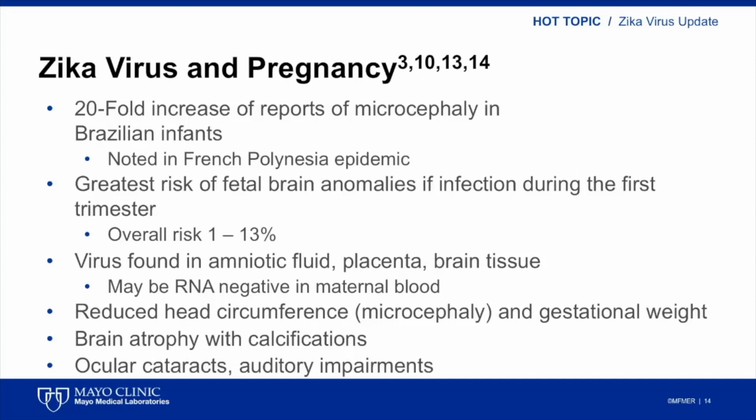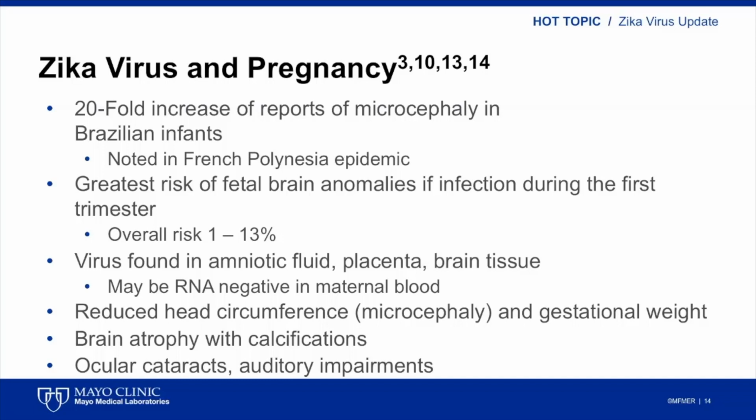One of the most disturbing aspects of Zika virus infection is its potential effect on fetal development. As we've previously discussed, Zika virus exhibits tropism for neuroprogenitor cells. A 20-fold increase in reports of microcephaly in Brazilian infants was reported in October 2015, resulting in the declaration of a national health emergency. An uptick in the prevalence of microcephaly was also reported retrospectively after the French Polynesia epidemic of 2014. The greatest risk to the fetus occurs if infection takes place during the first trimester of pregnancy.